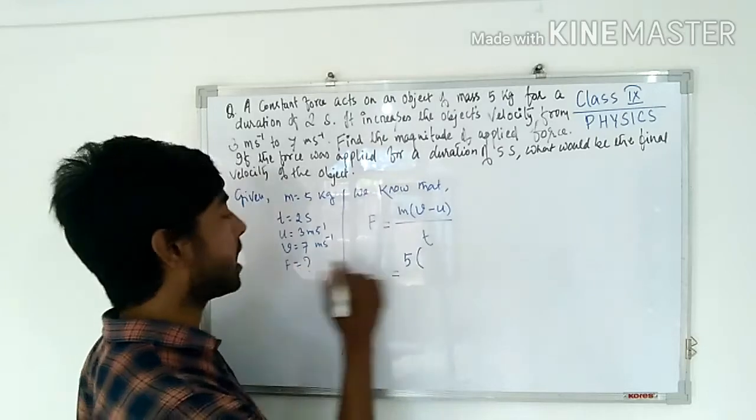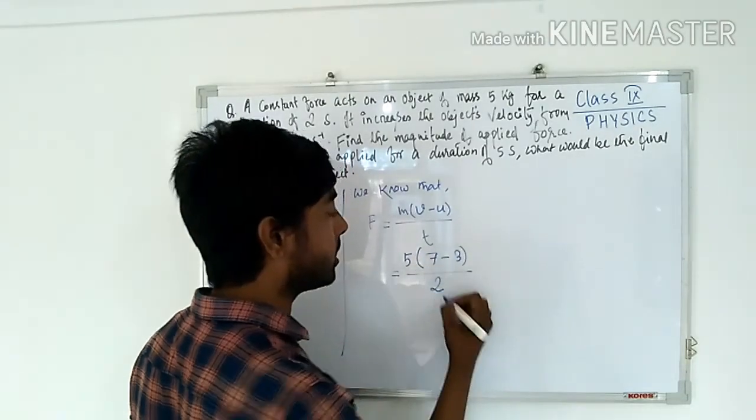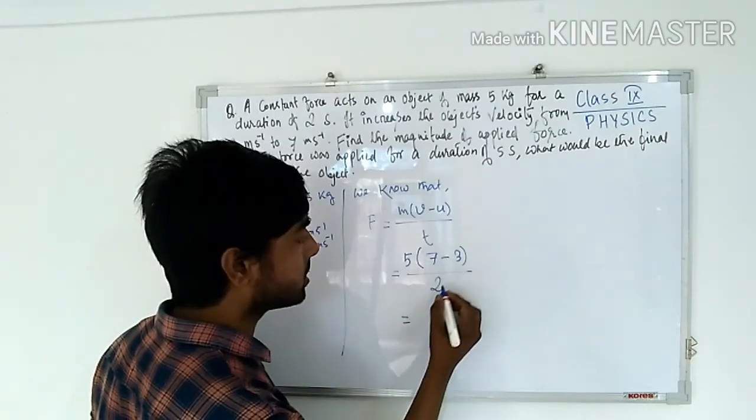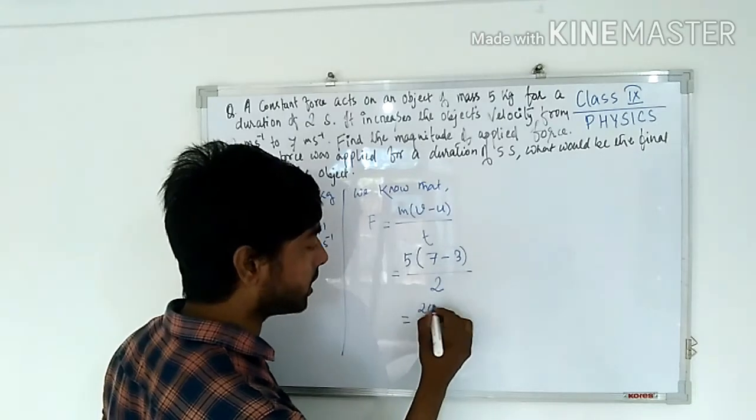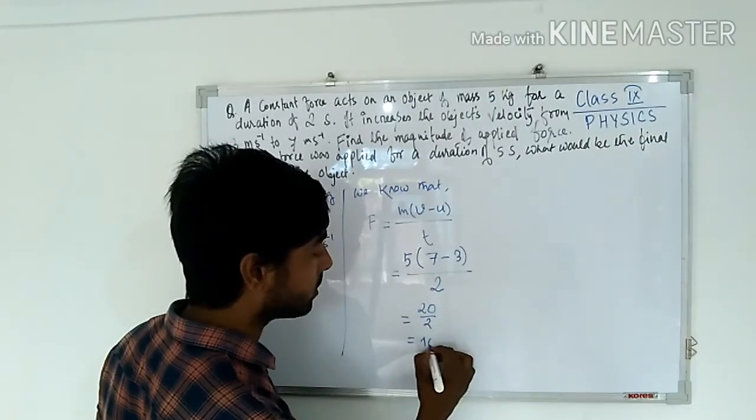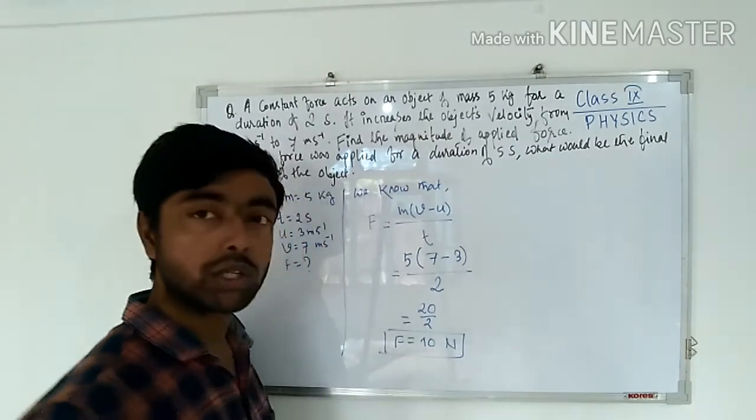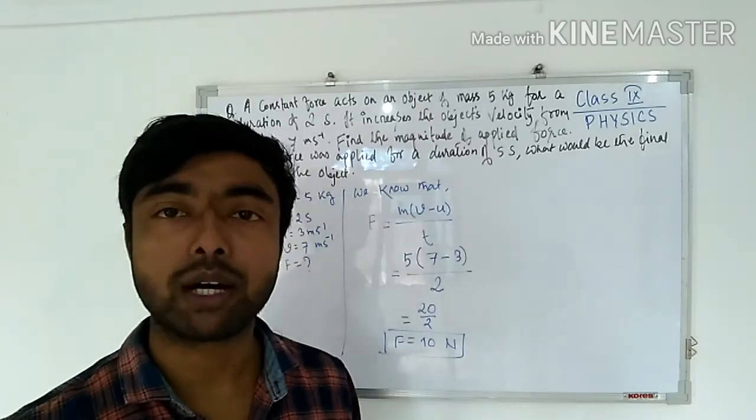V कितना है? 7. Minus U कितना है? 3. Divided by time कितना लिया? 2 सेकेंड. So this is very easy, I think. 7 minus 3 will be 4. 4 5 is how much? 4 5 is 20. 20 divided by 2, it's 10. What? Newton. Force का ऐसा यूनिट क्या होता है? न्यूटन होता है. तो 10 न्यूटन will be the force. Okay? 10 न्यूटन will be the constant force.